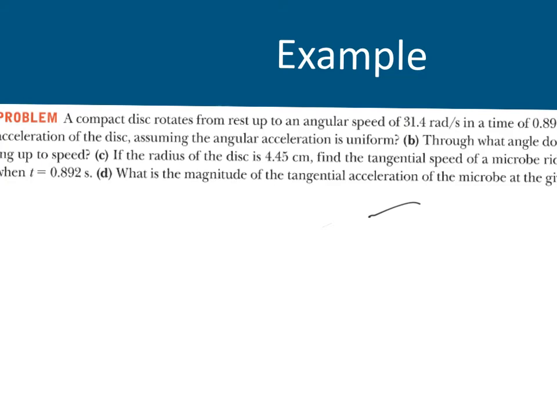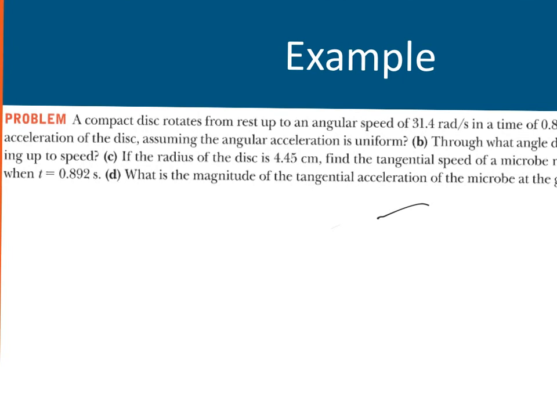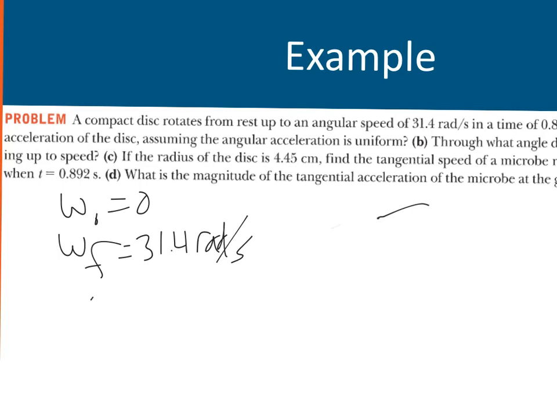So let's go ahead and write down our variables. So they told us that it starts from rest. So I'm going to use my omega initial is going to be 0. My omega final is going to be 31.4 radians a second. We're looking for alpha. And they gave us the time of 0.892 seconds.